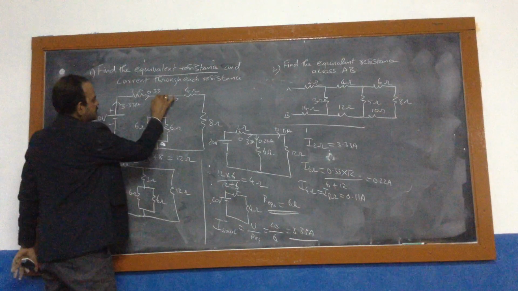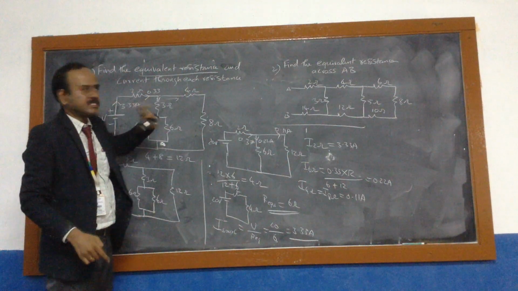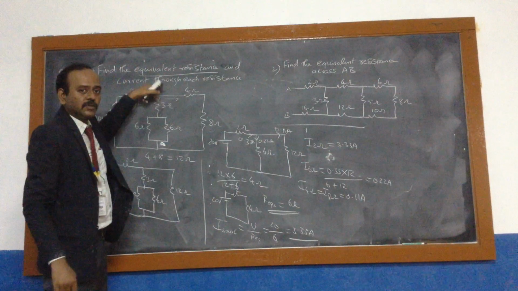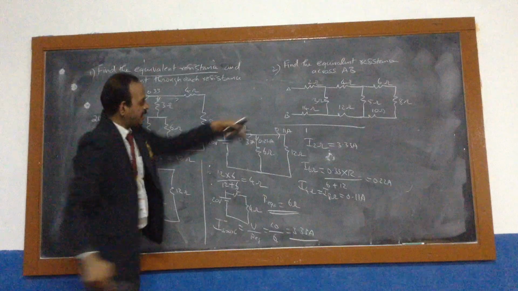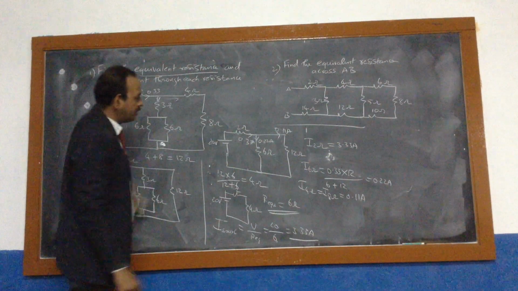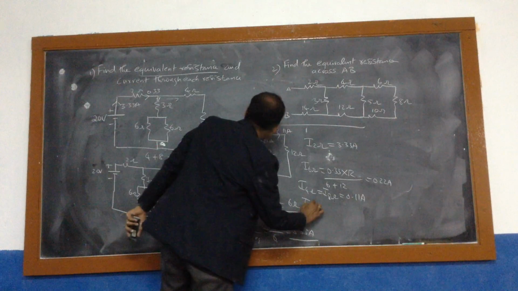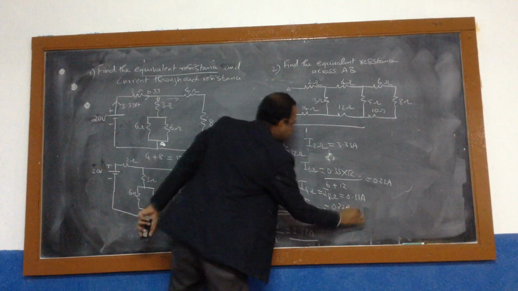Now we have to find the current flowing through the 3 ohm. They asked for the current flowing through each resistance. The 3 ohm is this branch. The current entering here is 2.22, so 2.22 is the current flowing through the 3 ohm. So the current flowing through the 3 ohm is 2.22 amps.